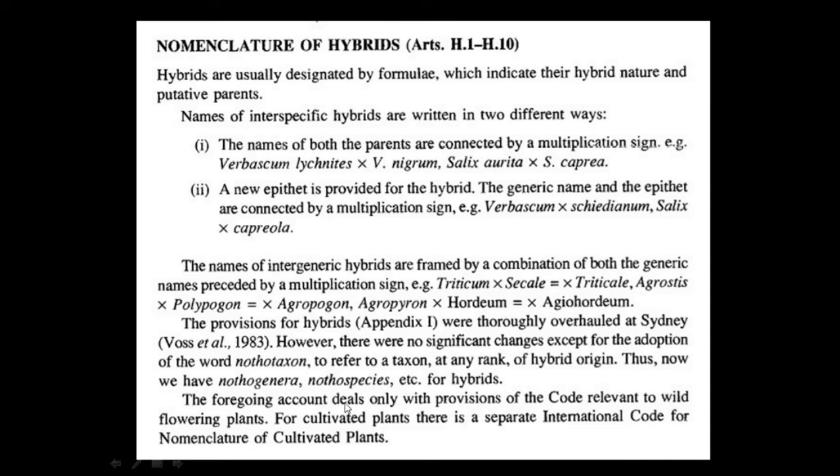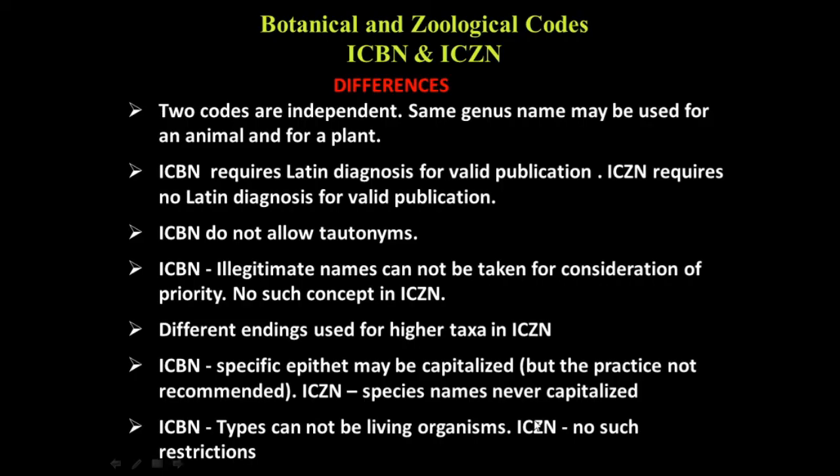And the foregoing account deals only with the provisions of the code relevant to wild flowering plants. For cultivated plants, there is a separate international code. So nomenclature of cultivated plants, garden plants, economic crop plants, etc., is dealt with by the ICNCP, International Code of Nomenclature for Cultivated Plants, and the basic unit in this ICNCP is the cultivar.